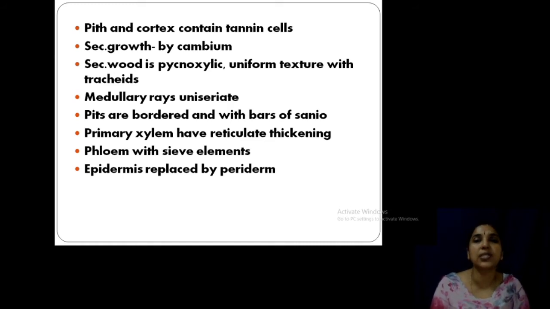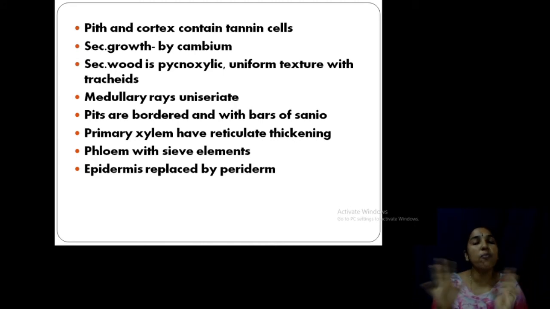I already told you this is an important feature that it shares with the coniferales. Pycnoxylic, with uniform texture of tracheids, as you saw in the last slide. Uniseriate medullary rays are also present. Now, the typical feature of gymnosperms, which we explained in the general characters: the pith has bars of Sanio, lunar shaped openings in the pits. Primary xylem has tracheids with reticulate thickening, and phloem has sieve elements. Generally in gymnosperms companion cells are absent, which is also observed here. Then the epidermis is replaced by periderm after secondary growth.